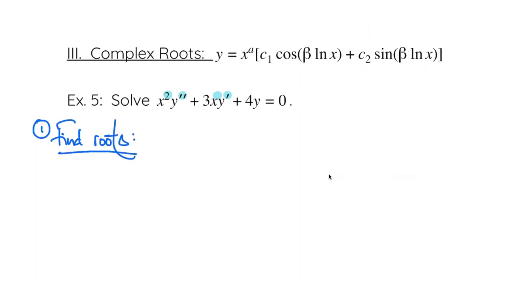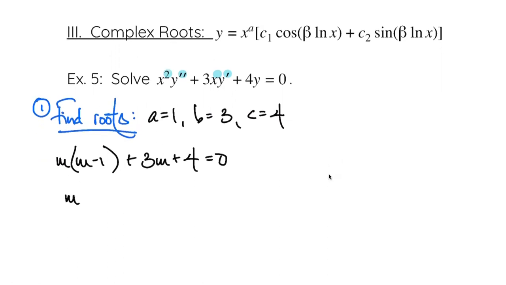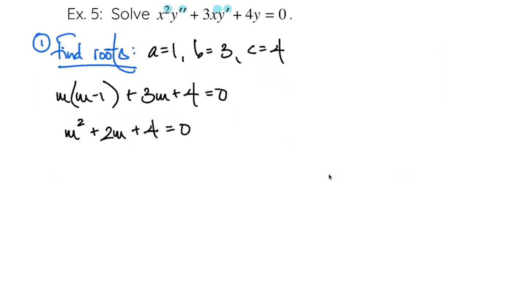In this case, we have A equals 1, B equals 3, C equals 4, right? And so when we plug those in, we get 1 times m(m minus 1), plus 3m plus 4 equals 0. And if we go ahead and simplify, we have m squared plus 2m plus 4 equals 0. I can see from here already that it's not going to factor. So let's try the quadratic formula.